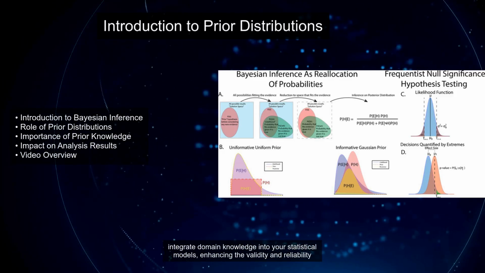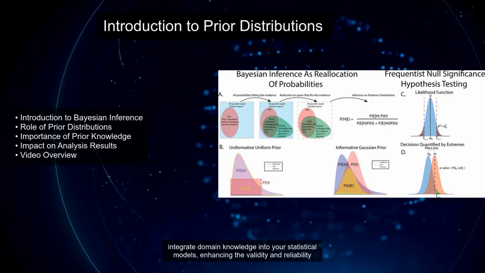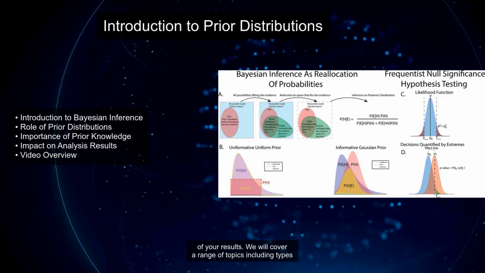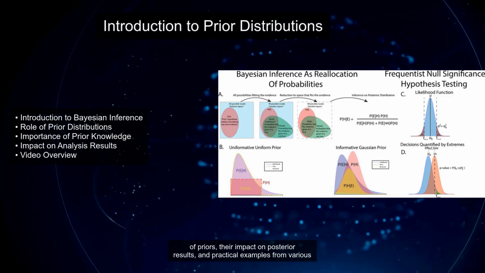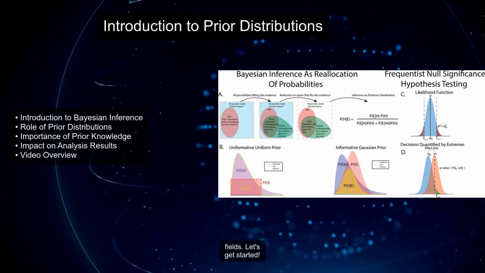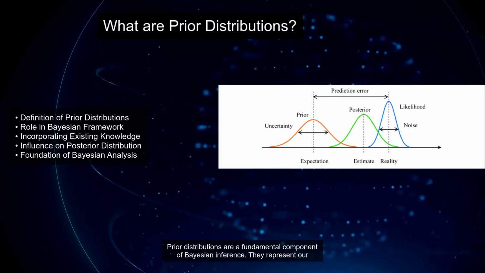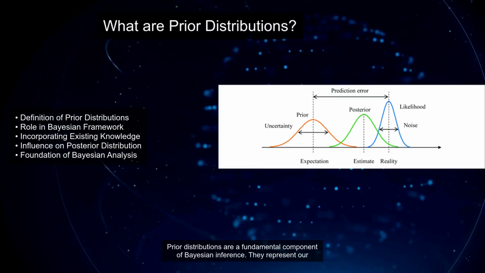By understanding prior distributions, you'll learn how to integrate domain knowledge into your statistical models, enhancing the validity and reliability of your results. We will cover a range of topics including types of priors, their impact on posterior results, and practical examples from various fields. Let's get started.